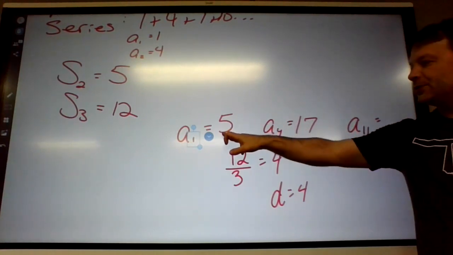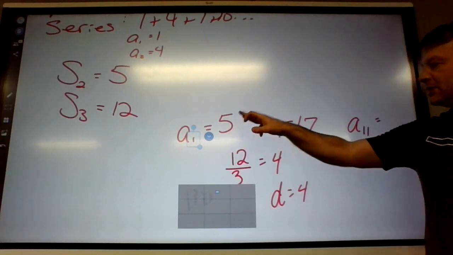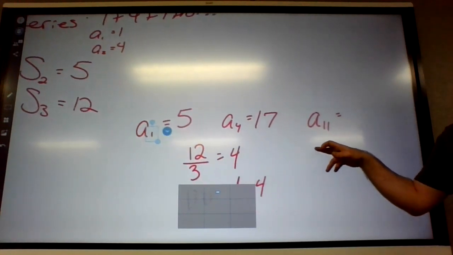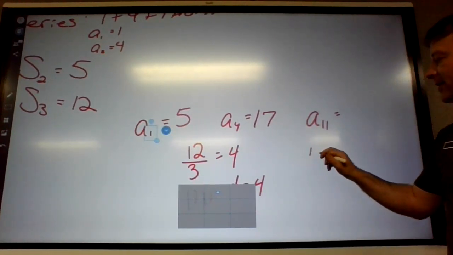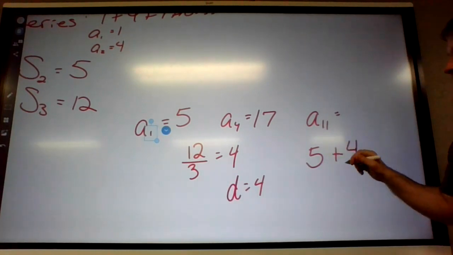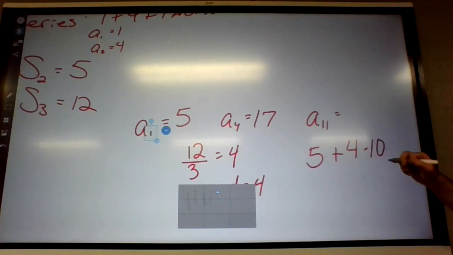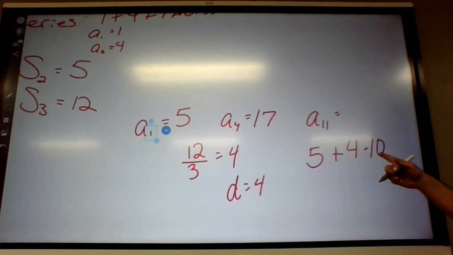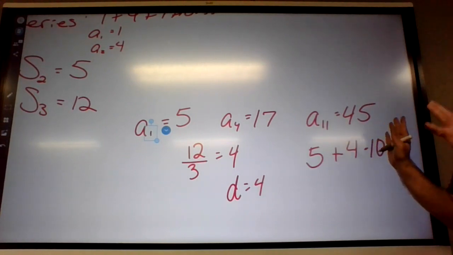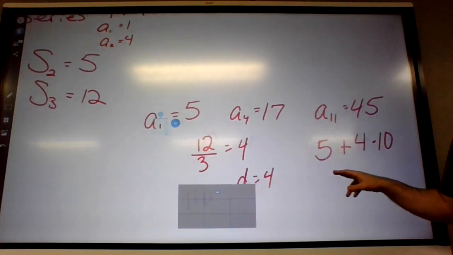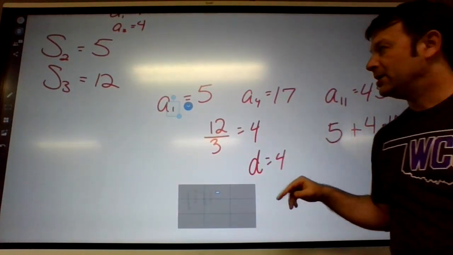So if the first term is 5, how do I figure out like the 11th term? I think we did do this part once. Yeah, we would do 5 plus 4, because each step is plus 4, 10 times. So it would look like that. Okay, which would be like 45. This is kind of part of the hard part for today. If you understood that, that's a good sign. We'll do some more like that.